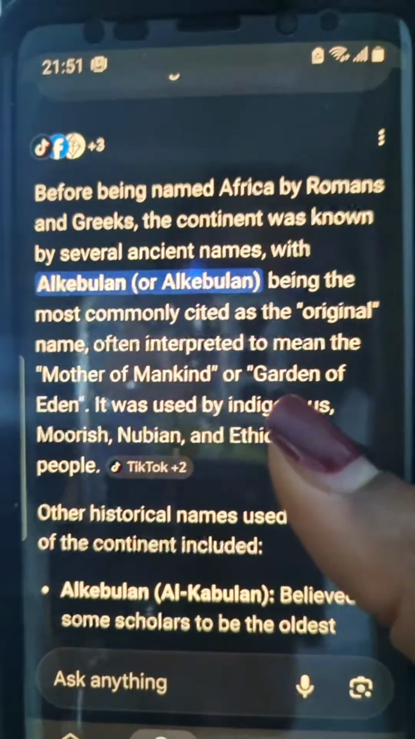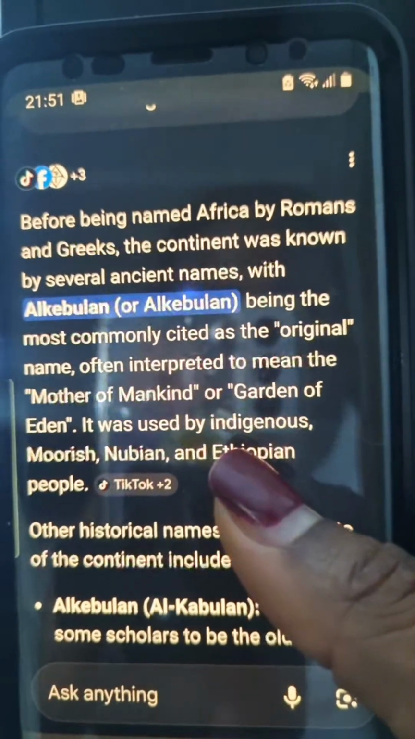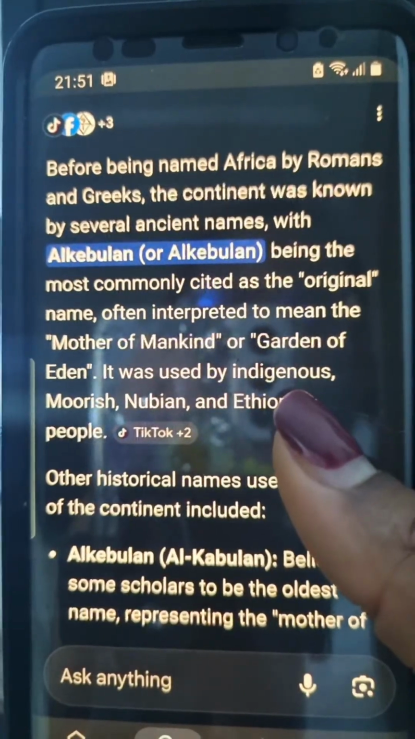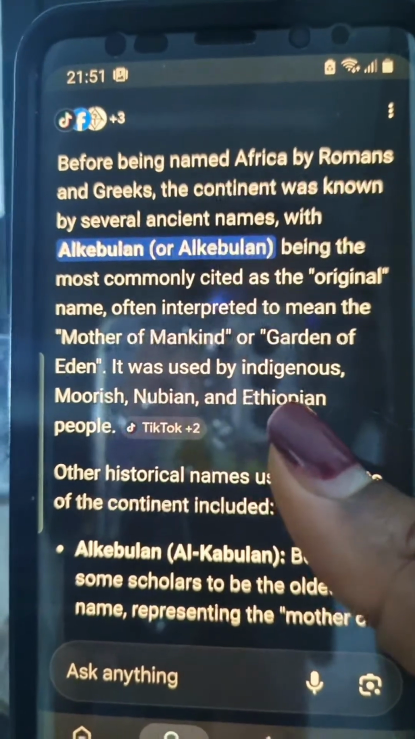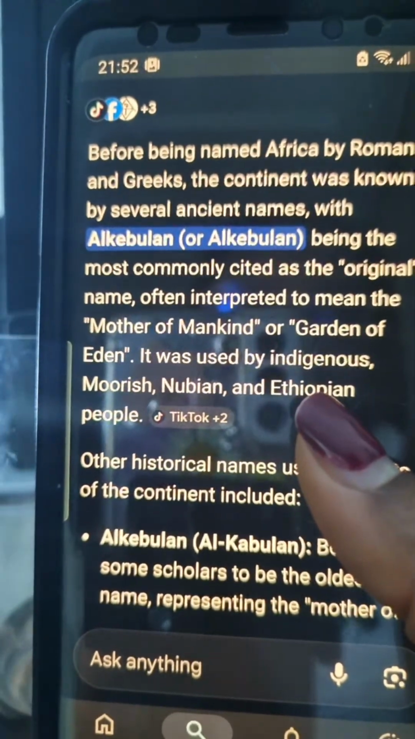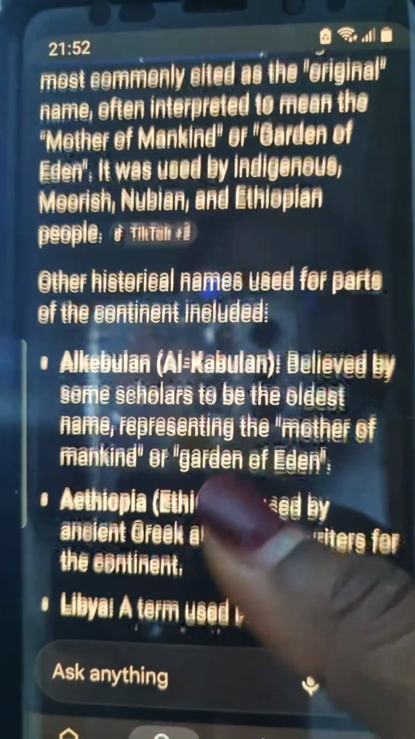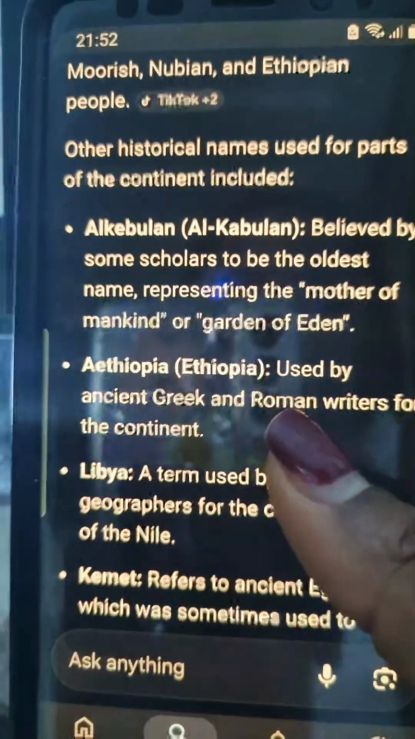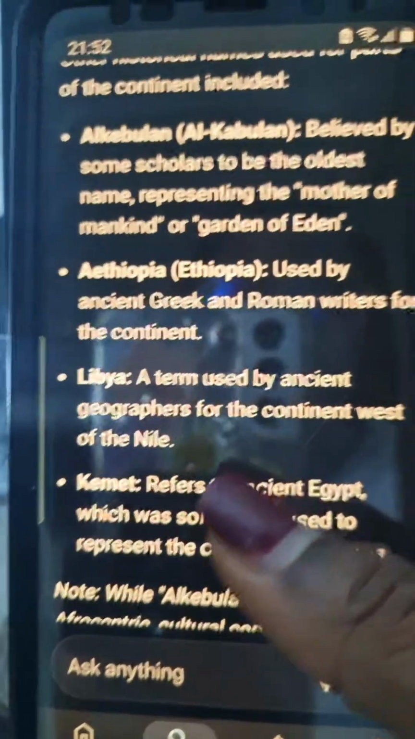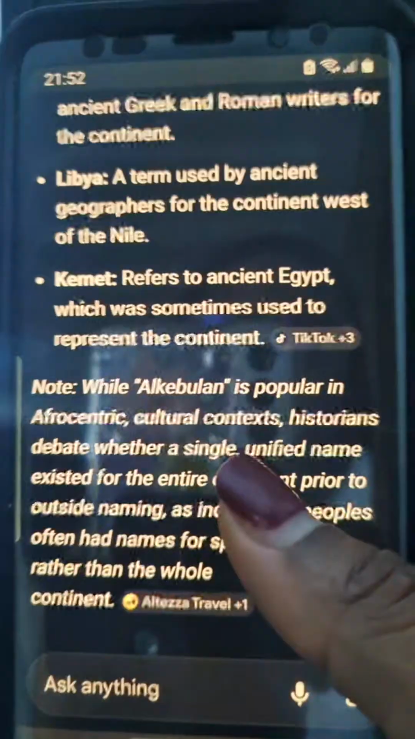Look at the one that is highlighted, being the most commonly cited as the original name, often interpreted to mean the mother of mankind or Garden of Eden. So Africa is even the real Garden of Eden. It was used by indigenous Moorish, Nubian, and Ethiopian people. There are other historical names. Just check your Google. Ethiopia. This one is Ethiopia. Libya. Kemet.